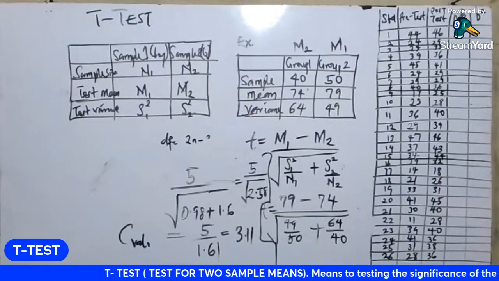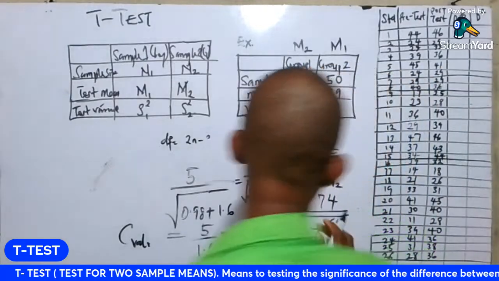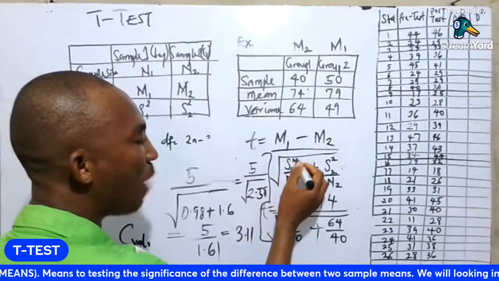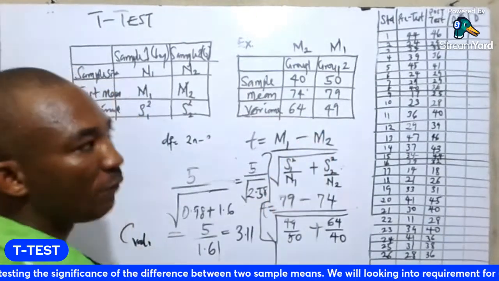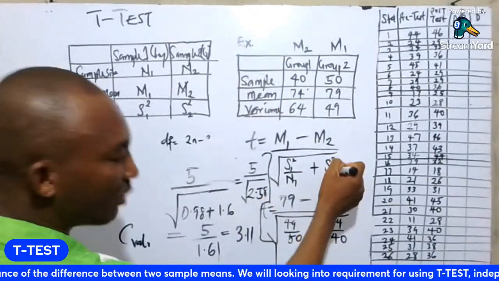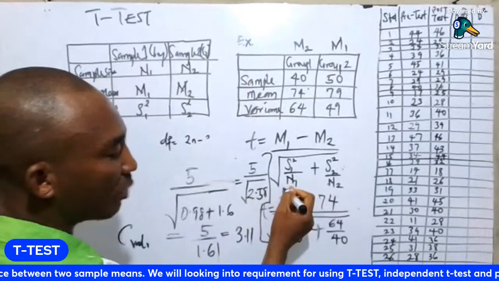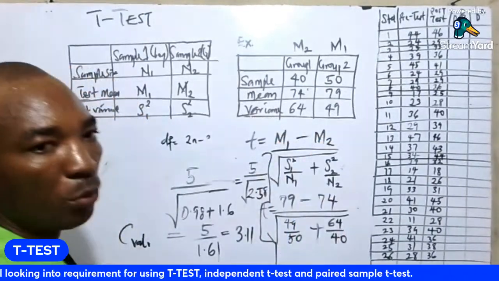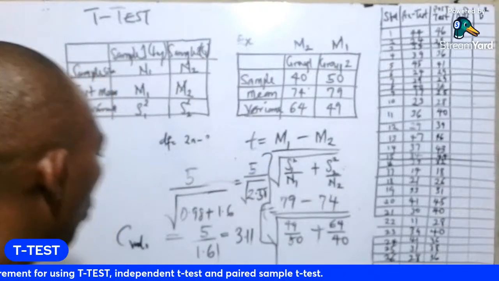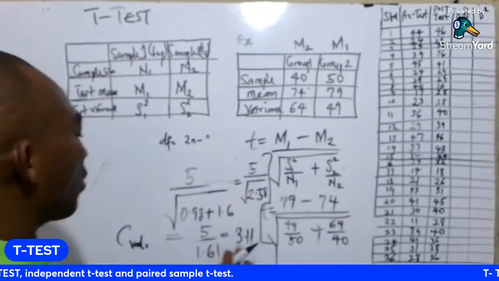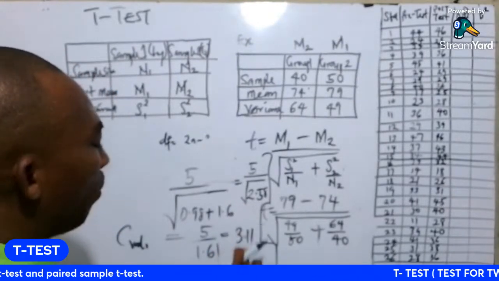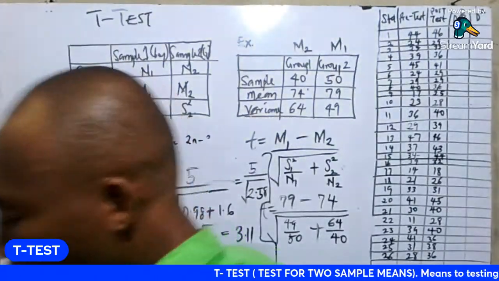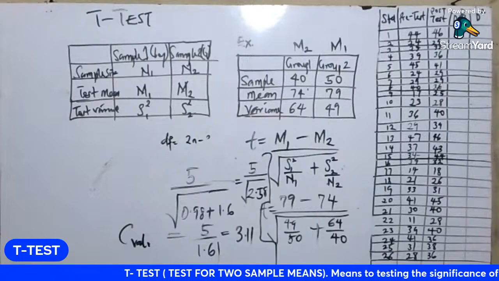But what I'm trying to say is that you don't need to square this, because this S square simply means variance. Variance of the first group, variance of the second group, sample of the first group, sample of the second group, mean of the first group, mean of the second group. I hope that is taken now. So once you get your calculated value, I've got my calculated value as 3.11.